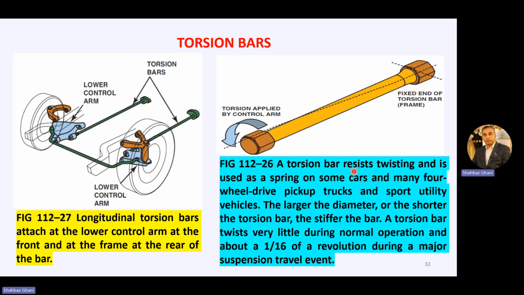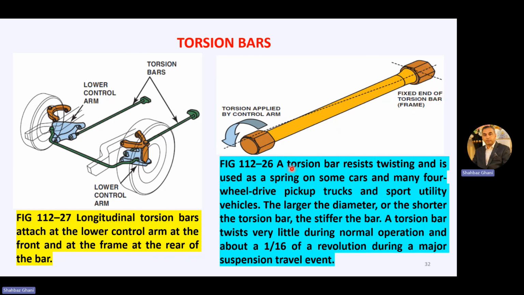A torsion bar resists twisting and is used as a spring on some cars and many four-wheel drive pickup trucks and sports utility vehicles, SUVs. The larger the diameter or the shorter the torsion bar, the stiffer the bar is. A torsion bar twists very little during normal operation, and about 1/16th of a revolution during a major suspension travel. So torsion is applied by a control arm here, with the fixed end of the torsion bar at the frame.